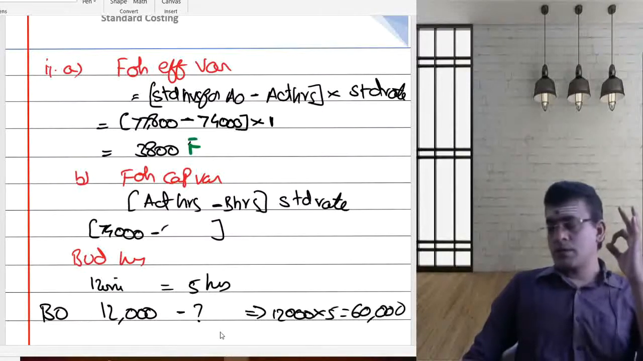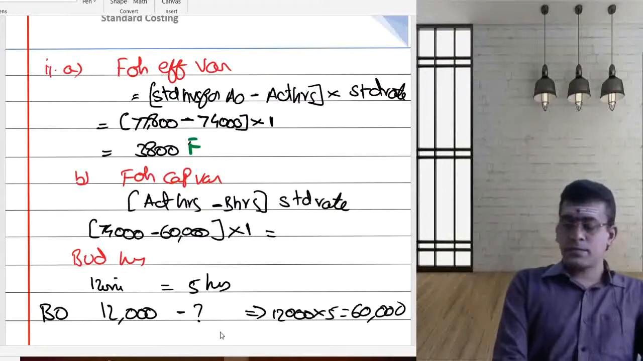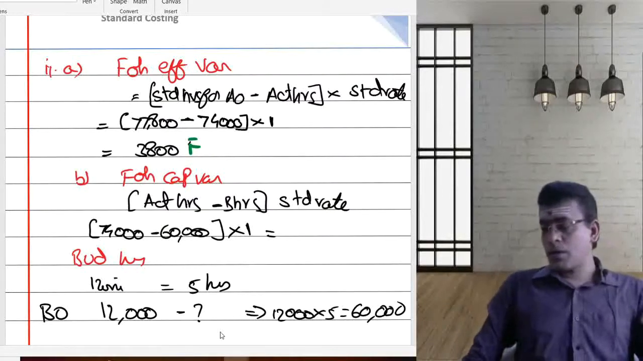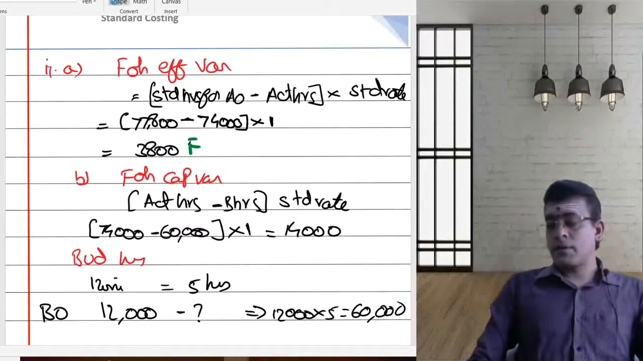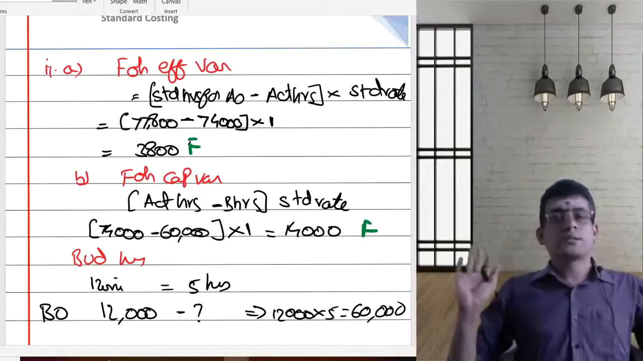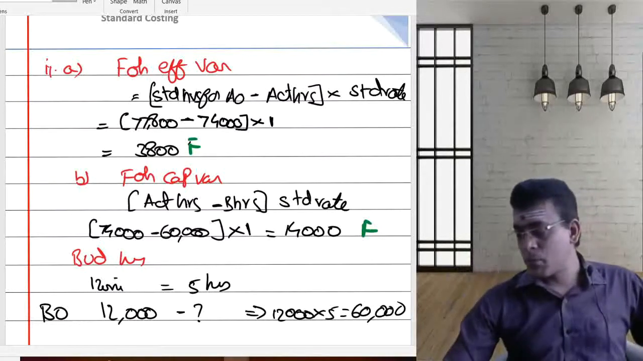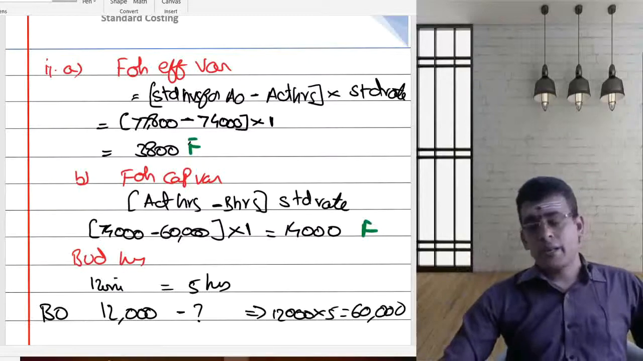So here, 74,000 minus 60,000 into the standard rate per hour of 1 rupee. How much are you getting? 74,000 minus 60,000 into 1, you are getting 14,000. So ultimately 14,000 favorable. That is the end of your problem number 10. Now let us move on to the next problem, and we will try to cover the next chapter.